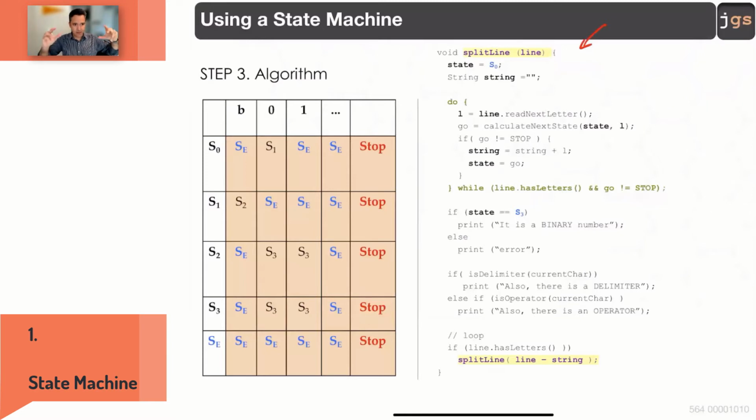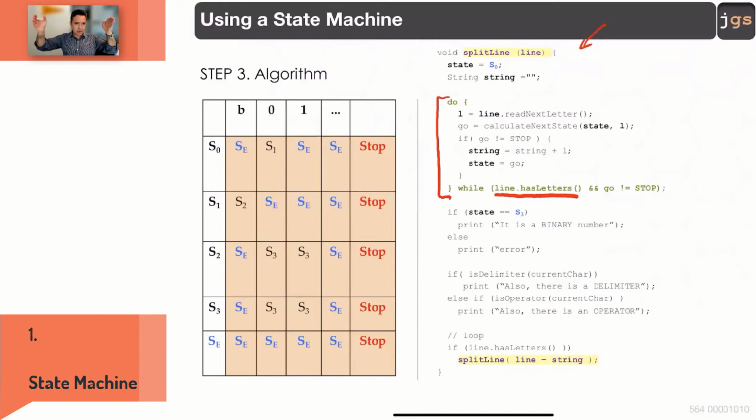All the things that you have, those if-else statements that you create to identify if it is a delimiter, if it is binary, if it is octal, all those different methods can be replaced by something like one loop. Let's do a loop. And this loop is going to be running while there are letters in the line.